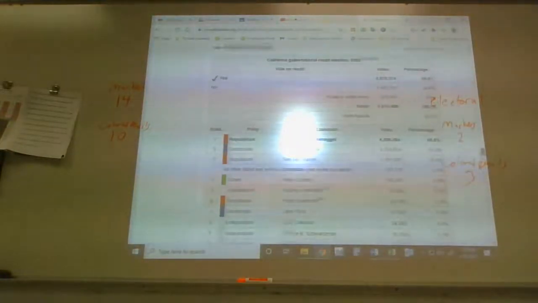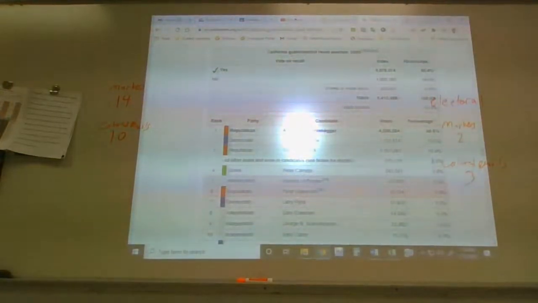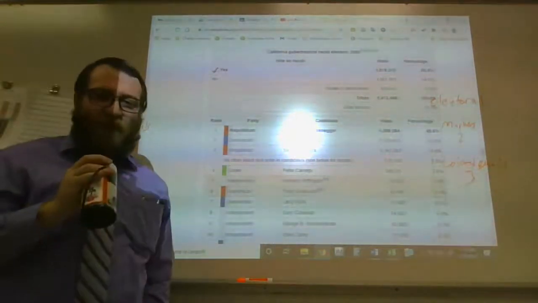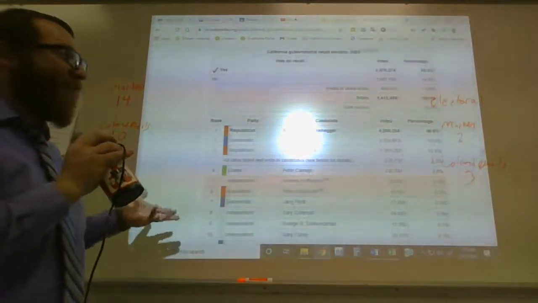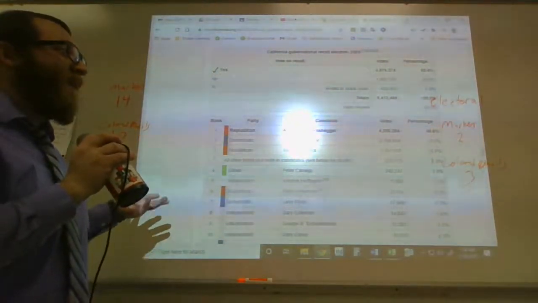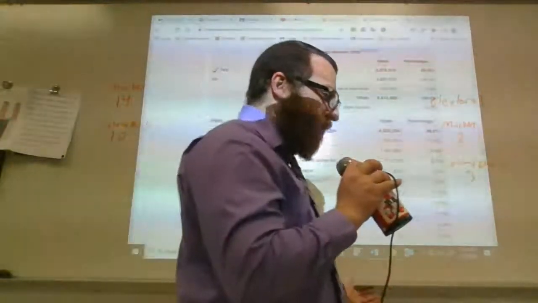What in the heck? And what ends up happening is Arnold Schwarzenegger receives 48.6% of the vote, which is a pretty hefty margin, but it's under 50%. The problem with plurality is that unless you get over 50%, it's not entirely fair for that person to be the winner.